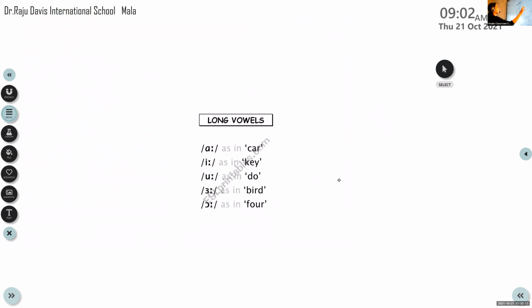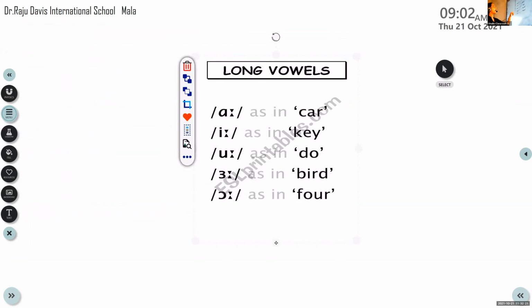Yes, Hazel, have a look. These are the long vowel symbols that we did. A as in car. E as in key. U as in do. A as in bird. And O as in four. Okay? Clear? And that last one, the O sound, will come in score also. Core, yes, core, four. Is it clear? Yes, ma'am. I hope no confusions.